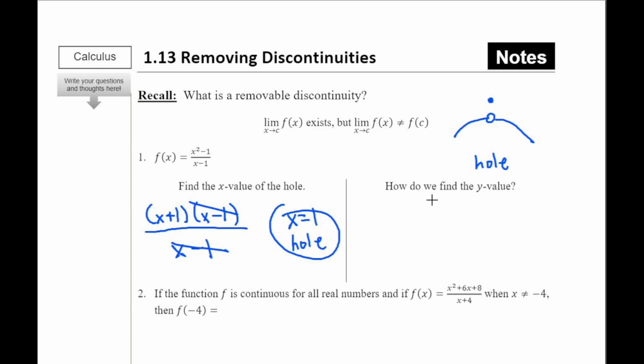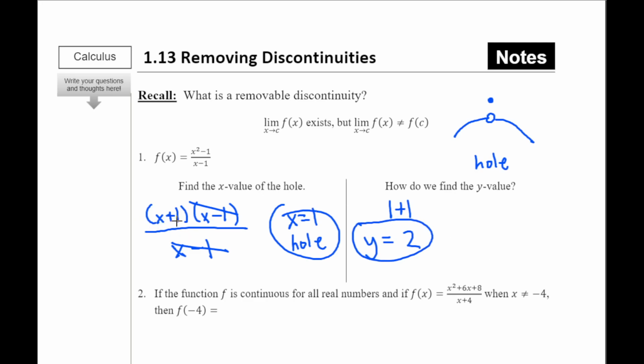How do we find the y value? So you see our function we have left is x plus 1. You just plug x equal to 1 into x plus 1. 1 plus 1 is equal to 2. So y is equal to 2 right here.